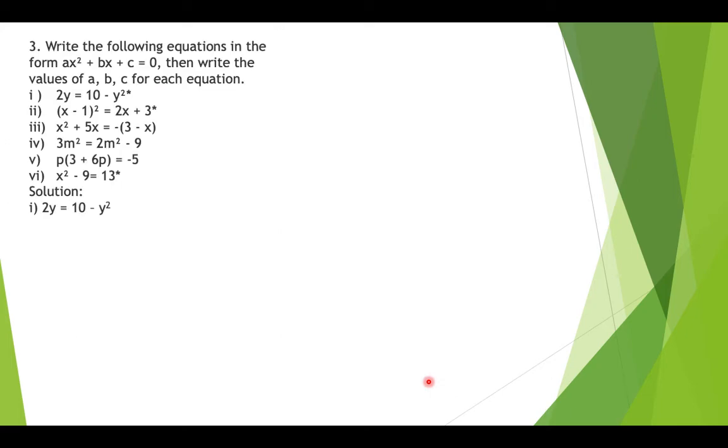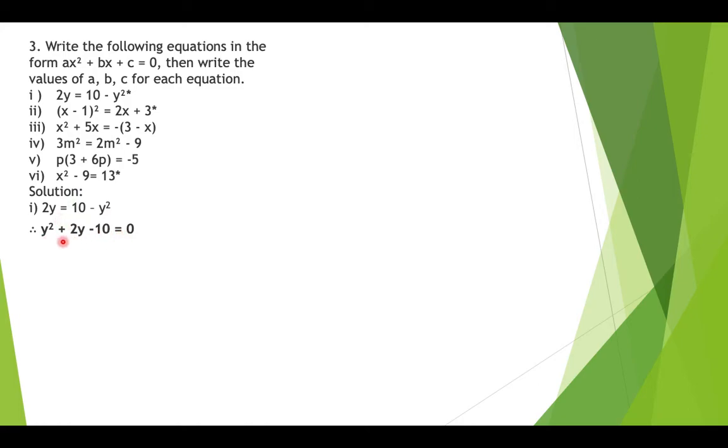Now let us go for the third question. Write the following equations in the form ax square plus bx plus c is equal to 0. Then write the values of a, b, c for each equation. So now it is similar to the previous question. Solution. The first equation is 2y is equal to 10 minus y square. What we have to do is just rearrange this. Y square will come onto the left hand side and become y square, 2y remains on the left hand side, and this 10 will become minus 10 when we bring it to the left hand side, so it will become equal to 0.